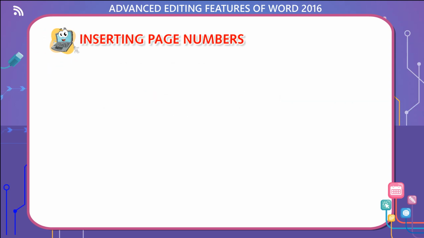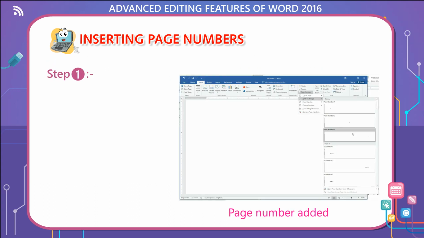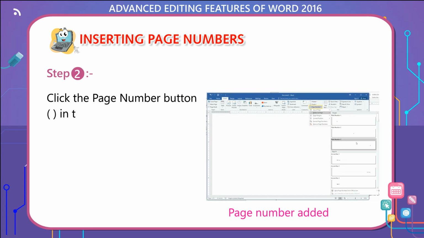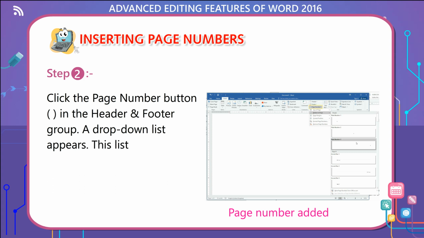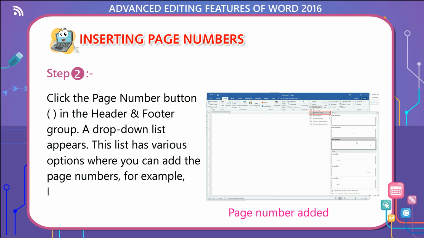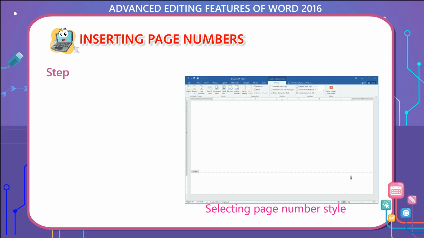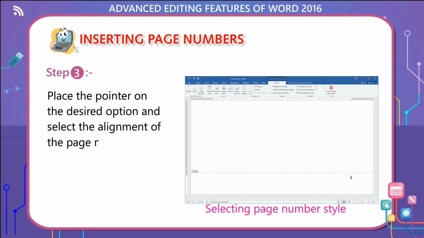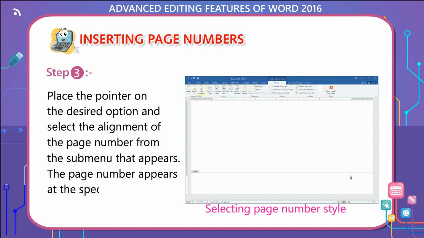Inserting page numbers. To insert page numbers in a document, follow these steps. Step 1. Click the Insert tab. Step 2. Click the Page Number button in the Header and Footer group. A drop-down list appears. This list has various options where you can add the page numbers, for example, bottom of page. Step 3. Place the pointer on the desired option and select the alignment of the page number from the submenu that appears. The page number appears at the specified location in the chosen style.